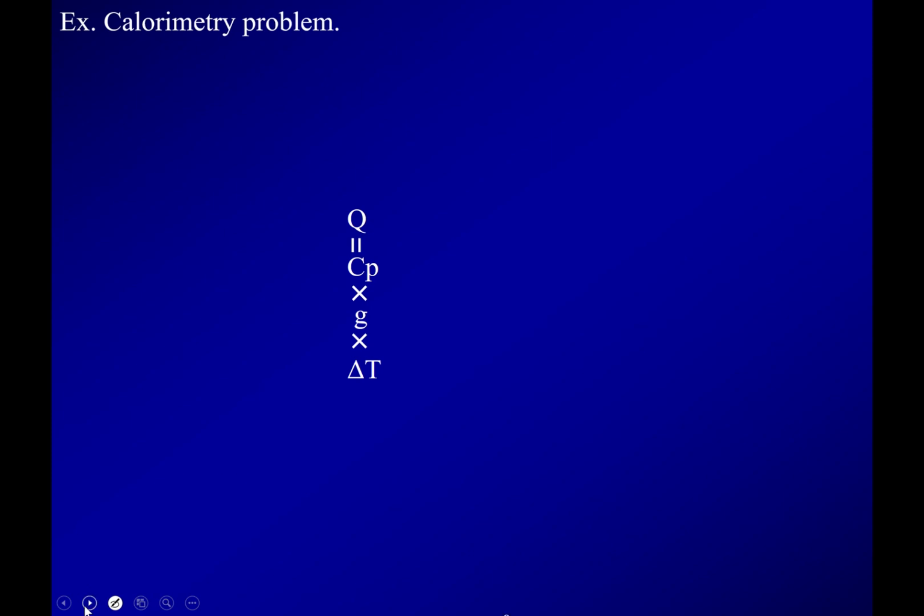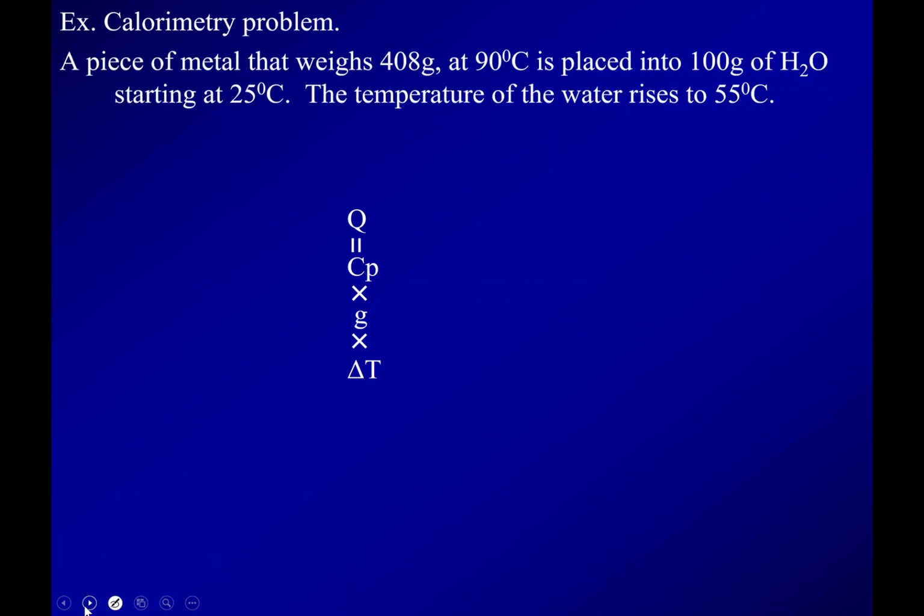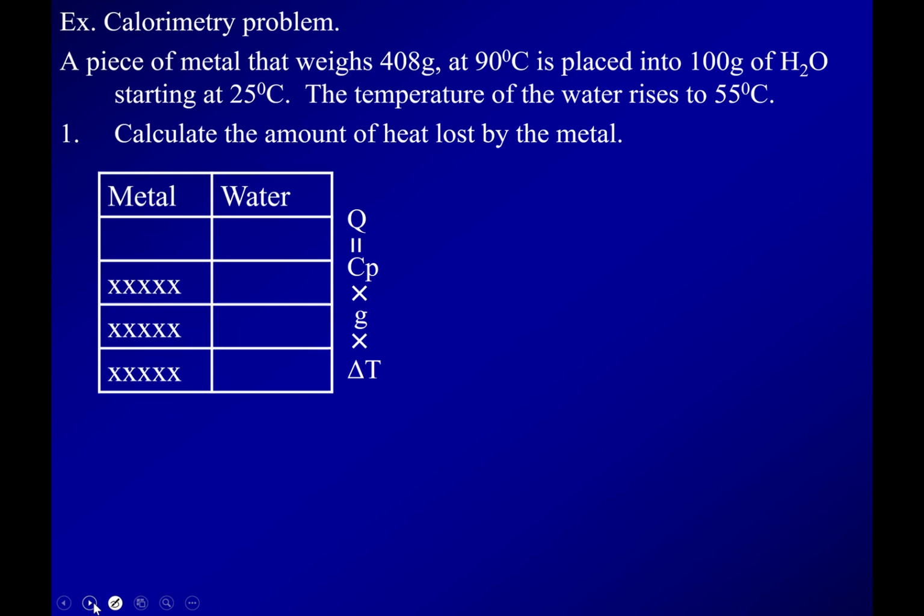Here's another one, if you need another sample problem. A piece of metal weighs 408 grams. At 9 degrees Celsius it is placed in 100 grams of water, the water starting at 25 degrees Celsius, and the temperature of the water rises to 55 degrees Celsius. So right off the bat, let's calculate the heat lost by the metal. We're going to set ourselves up with a table.